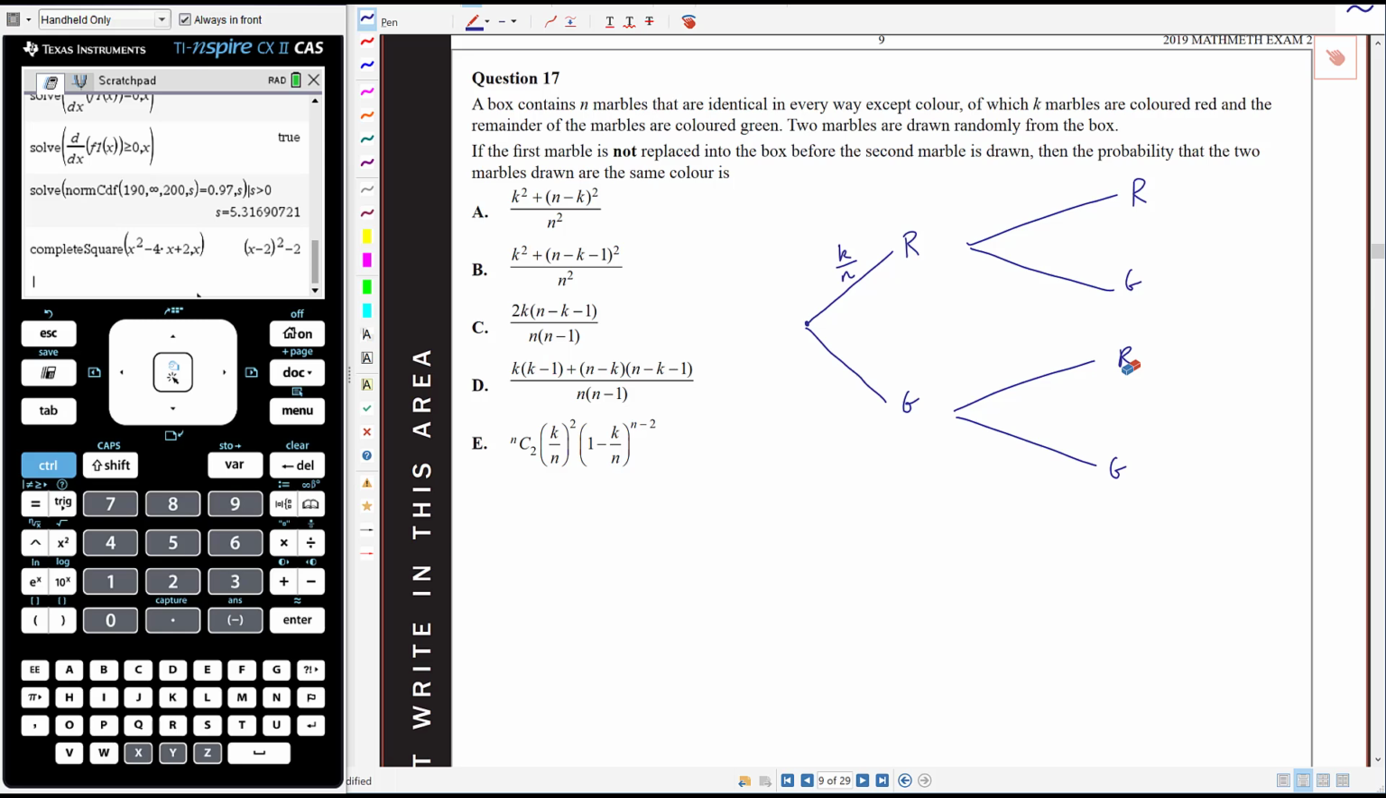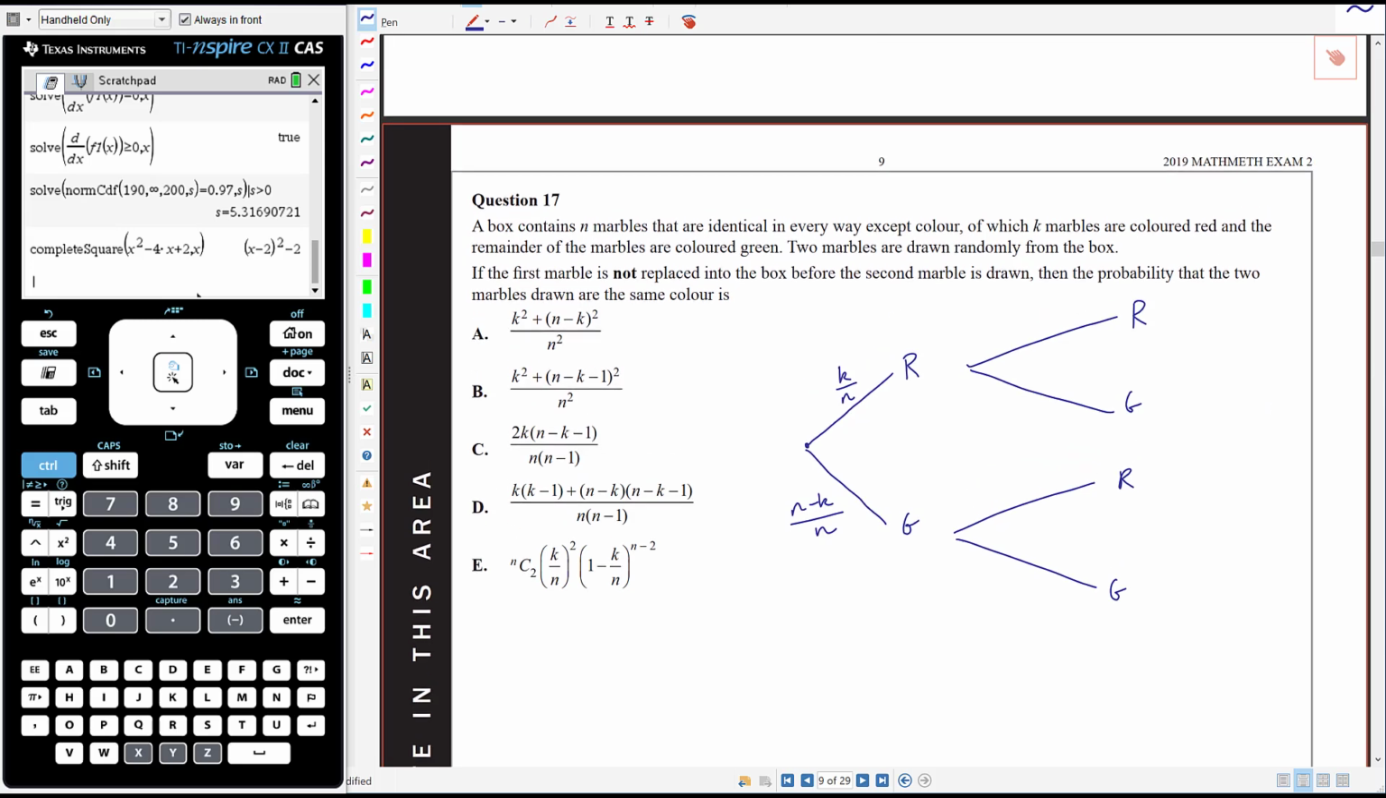And so that means the remaining marbles are green, so that's n minus k green marbles out of n marbles. Okay, then if we draw a red marble first, we now only have k minus 1 red marbles left. So we have k minus 1 red marbles out of n minus 1 marbles left in the box. Green marbles, we still have the same number, n minus k, divided by the new total of n minus 1.